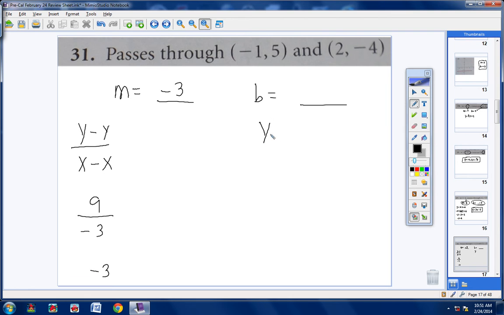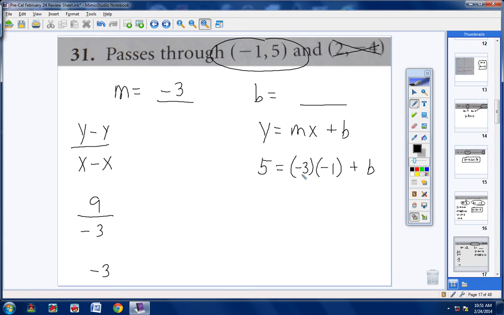Now the formula for finding the y-intercept is y equals mx plus b. Now here's the dilemma. Which ordered pair do you use? It doesn't matter. I'm just going to cross this one off, but you could use that one. It would be fine. I'm just choosing to use this one for no certain reason. So where the y is, I'm going to substitute a 5. Where the m is, I'm going to substitute negative 3. That's my slope. Where the x is, I'm going to substitute negative 1 and then positive b. Multiply these two numbers together and you would have 5 equals positive 3 plus b. Bring the 3 over and make it a negative 3, and that would give you 2 equals b.